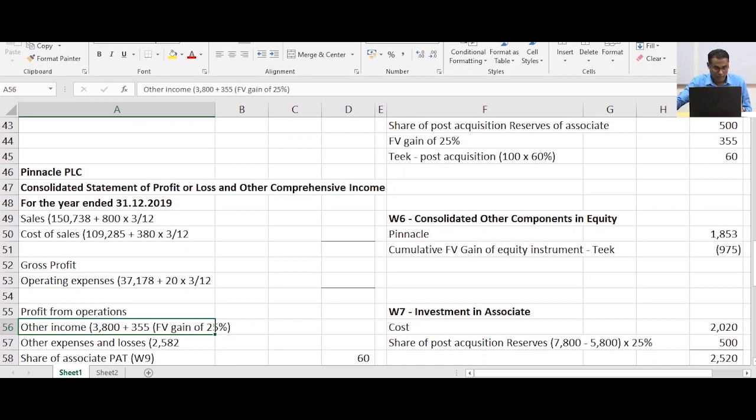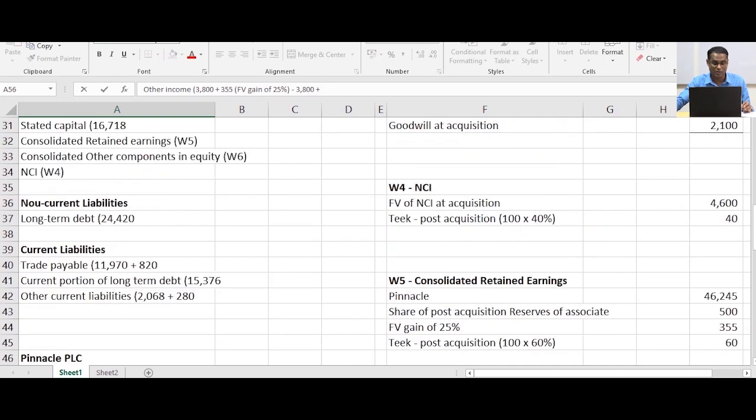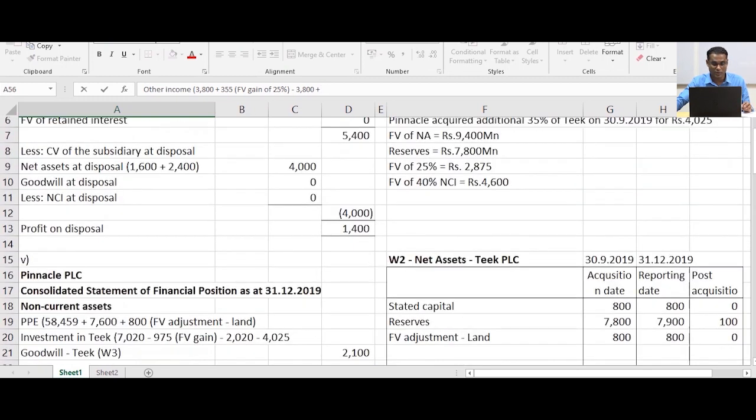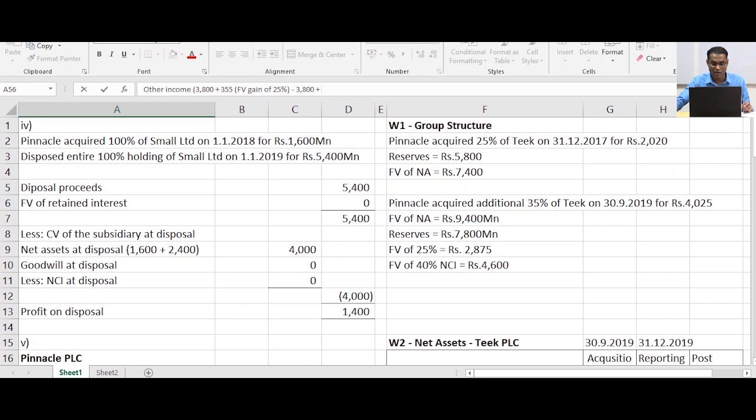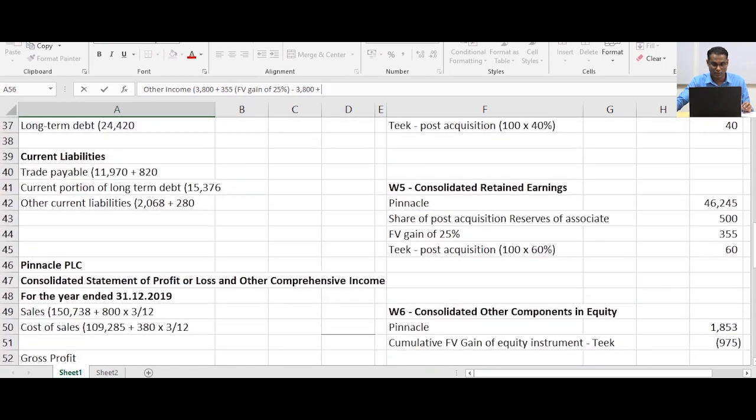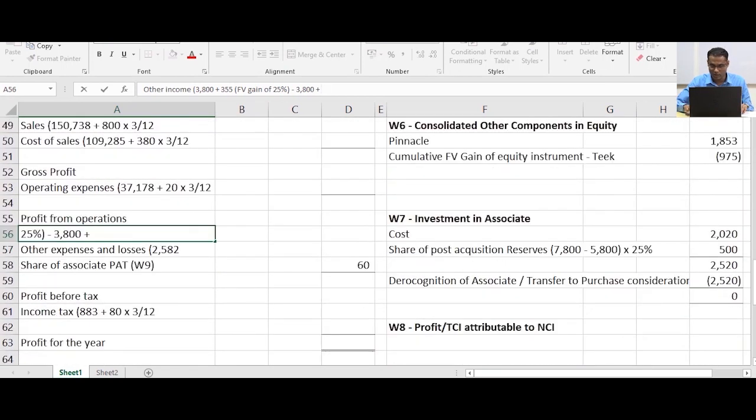Okay, so what I need to do is take out the profit in the individual P&L of the Pinnacle, which is 3,800, and include the profit in the group accounts. What is the profit in the group accounts on this disposal? We calculated earlier in part 4, 1,400. I am going to include 1,400 here and take out 3,800.